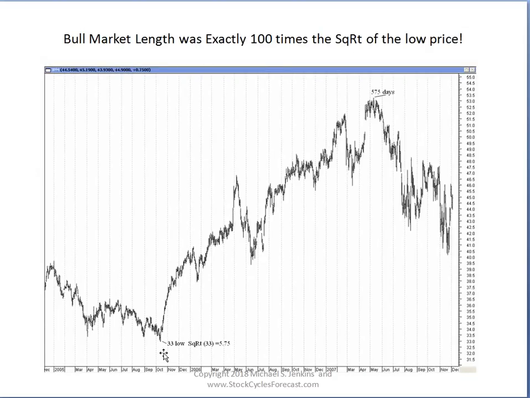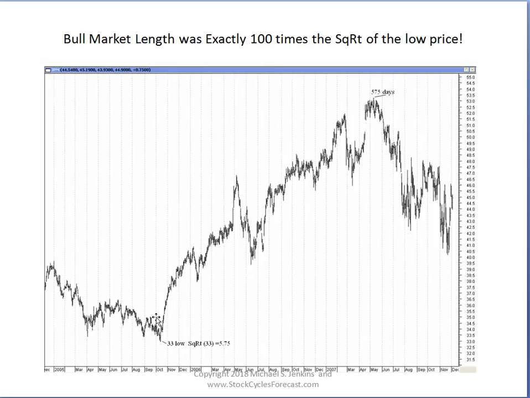Here's one where we had a low at $33, but if we took the square root, which is 5.75, and multiplied it times 100, it gave us the exact length of the bull market, a year and a half down the road, right to the day, and boom. Now you might say, well, why didn't you just use 10 and get 57.5? Well, you could have. It's probably one of these little highs or lows over in here.